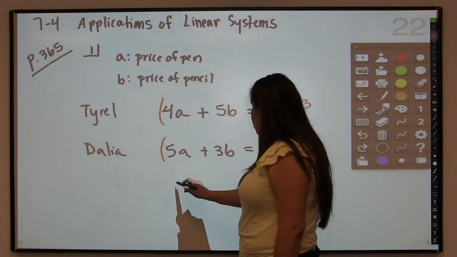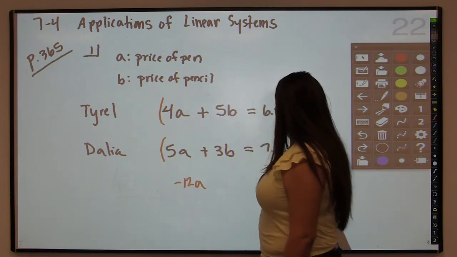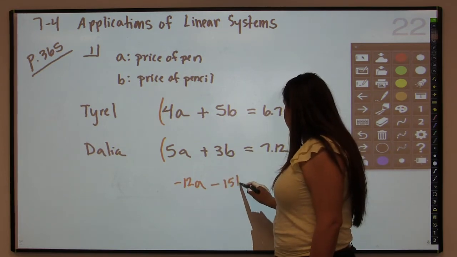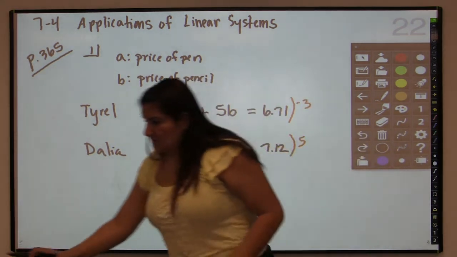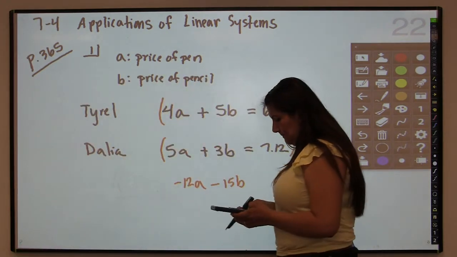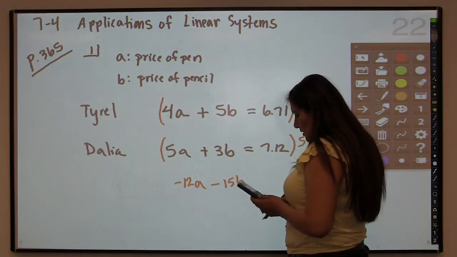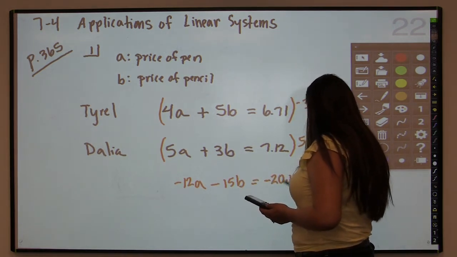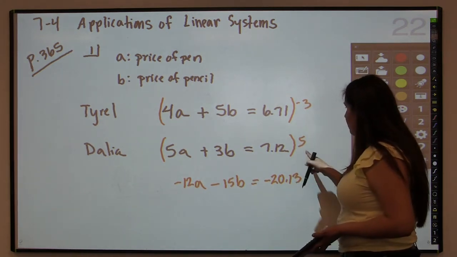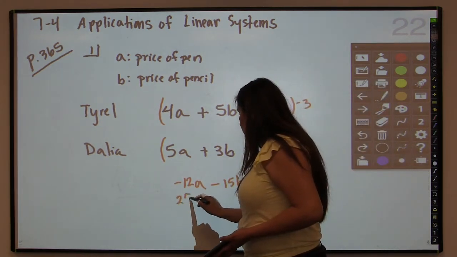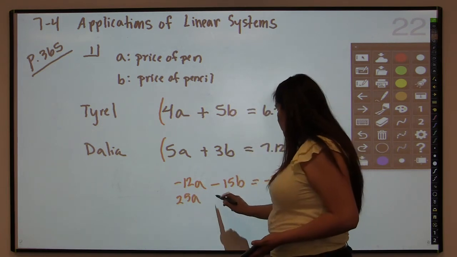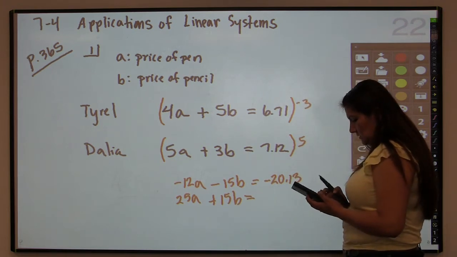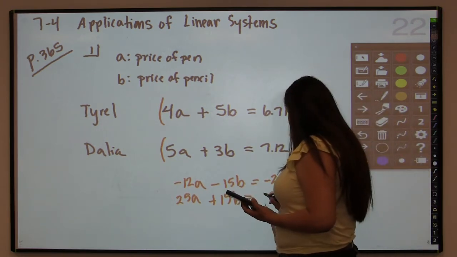4 times -3 is -12a. -3 times 5 is going to be -15b, and -3 times $6.71 is going to be -$20.13. Okay? And now we go to the second equation, and 5 times 5 is 25a, and 5 times +3 is +15b, and 5 times $7.12 is $35.60.